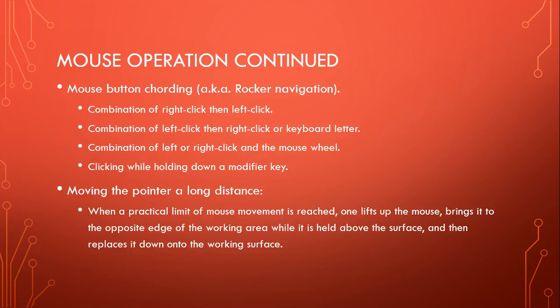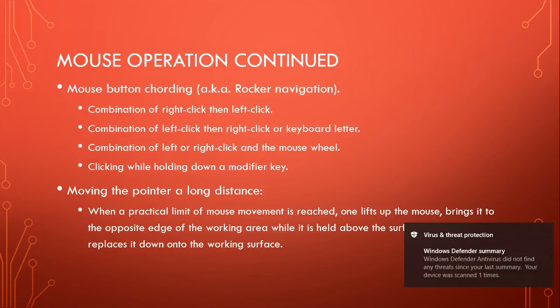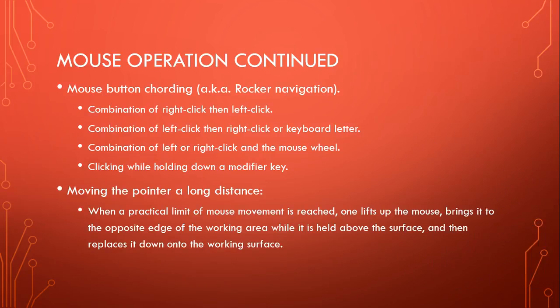Also, we could talk about moving the pointer a long distance. When the practical limit of a mouse movement is reached, one can lift up the mouse, bring it to the opposite edge of the working area while it's held above the surface, and place it back down on the working surface. This is really crucial because your working space may not be that large, but the mouse is not limited to that. Just because you only have, let's say, a 9-inch by 9-inch working area, it doesn't mean you're going to have a 9-inch by 9-inch area to correspond to your screen.